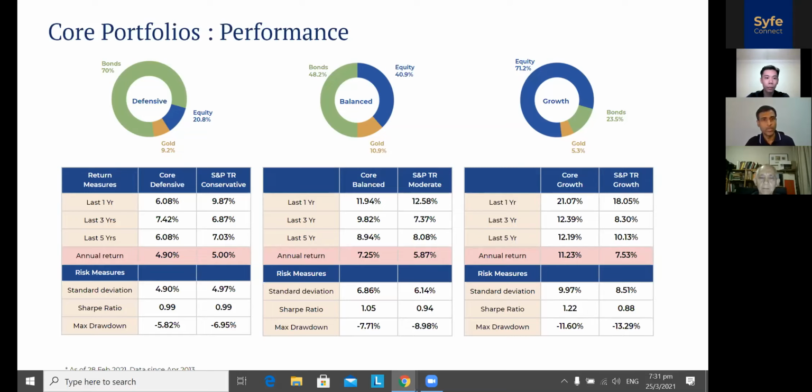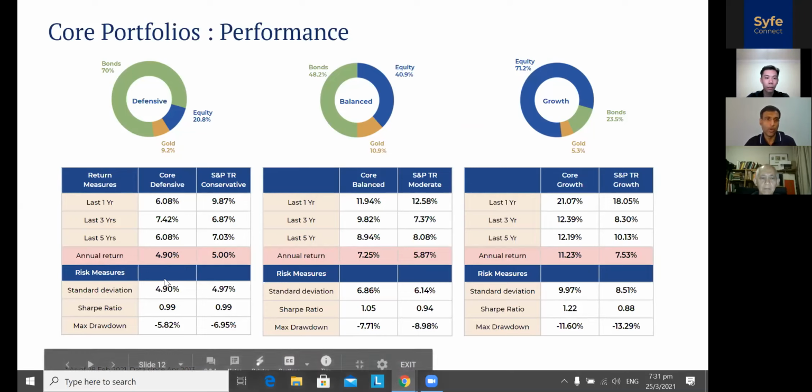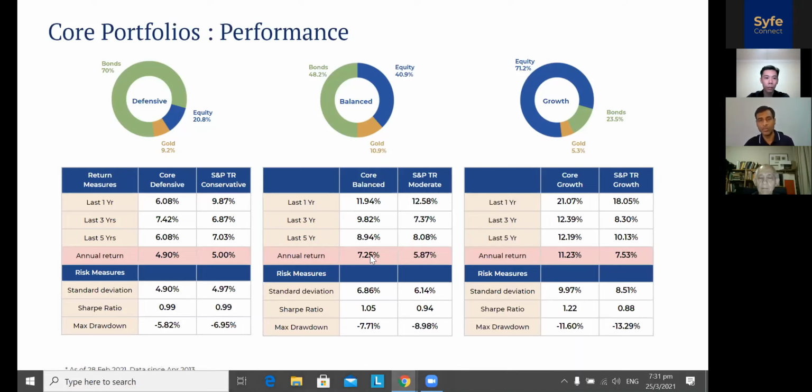If you look at the returns, it just tells you the story, right? If you look at the annualized return for each one of these portfolios in the pink section, the core portfolio, of course, is lower risk and also lower return. So if you look at the maximum drawdown of the core defensive portfolio, it's only 6%, versus, you go onto the other portfolios. So of course, your returns increase the more risk you're taking.